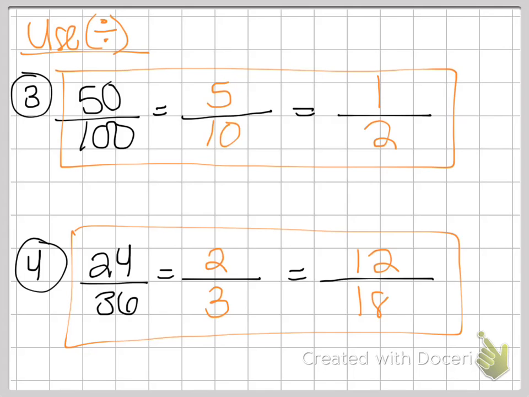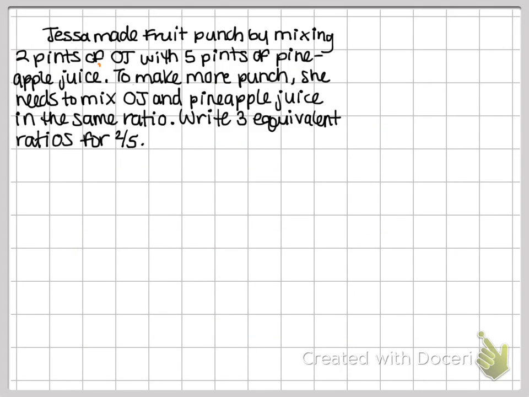Next, we're going to look at a word problem. Jessa made fruit punch by mixing 2 pints of OJ, or orange juice, with 5 pints of pineapple juice. To make more punch, she needs to mix OJ and pineapple juice in the same ratio. Write 3 equivalent ratios for 2/5.